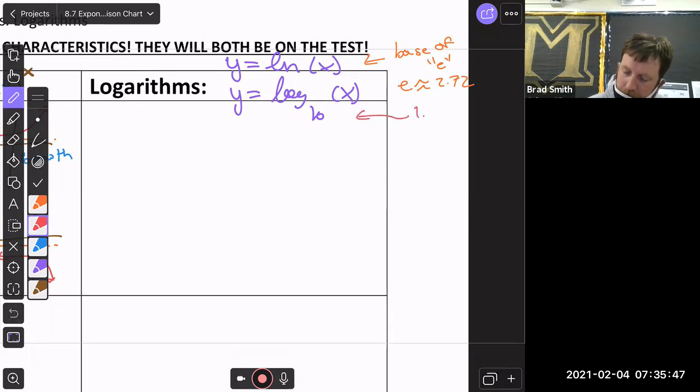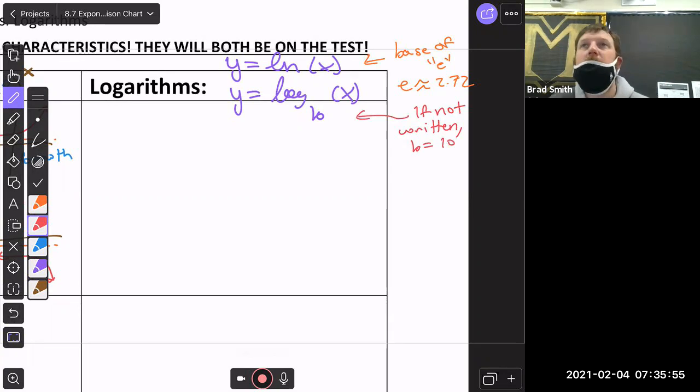And this b, if not written, b is equal to what? 10. So some side notes: natural log always has a base of e, and e is roughly 2.72. So if you see natural log, it's the same graph over and over again. Your base for a log will change. If it's not written, it automatically has a base of 10.